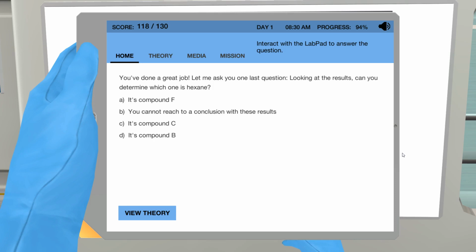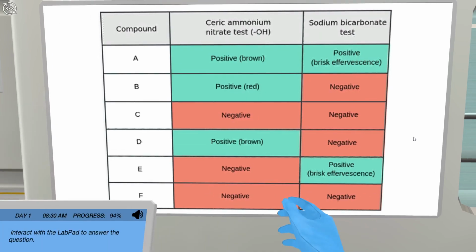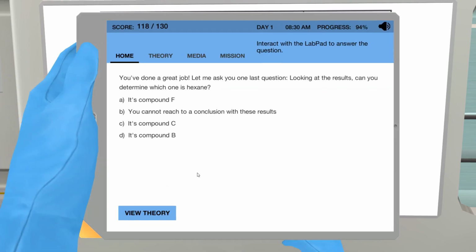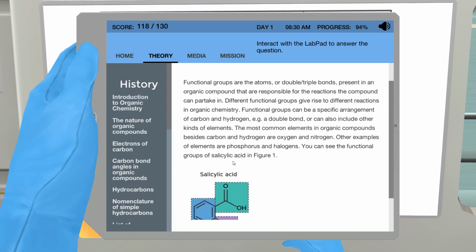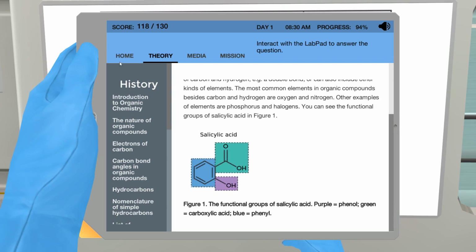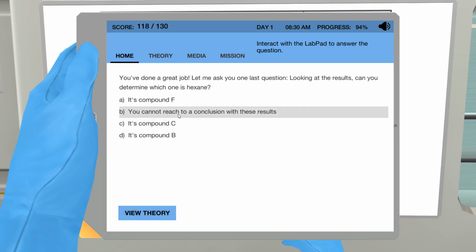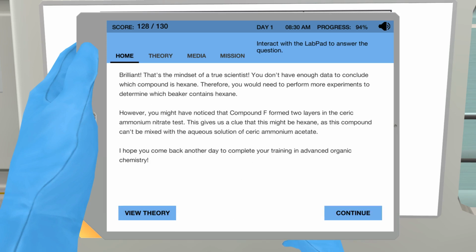Let me ask you one last question. Looking at the results, can you determine which one is hexane? Interact with the lab pad to answer the question. Brilliant. That's the mindset of a true scientist. You don't have enough data to conclude which compound is hexane. Therefore, you would need to perform more experiments to determine which beaker contains hexane.